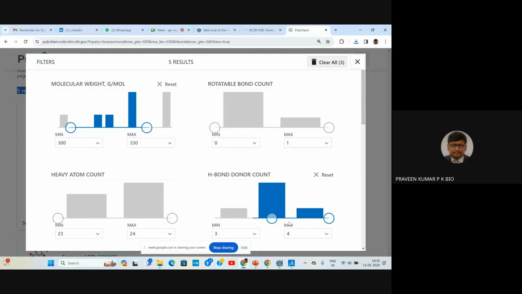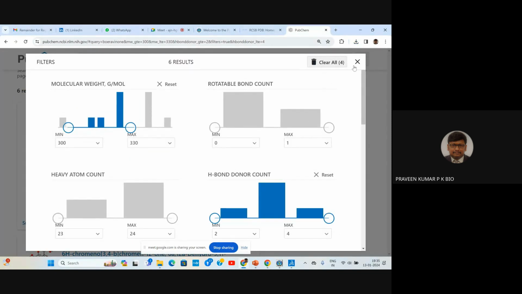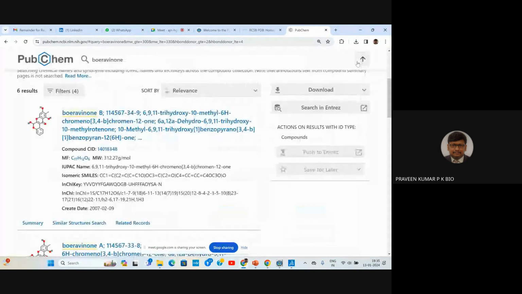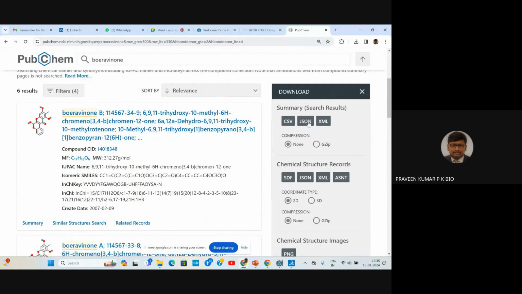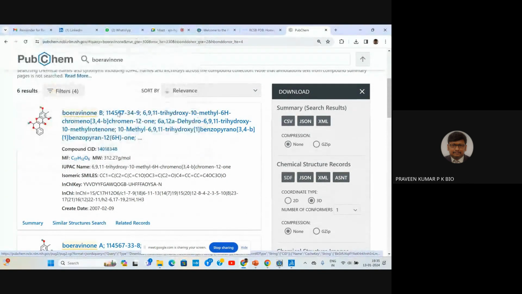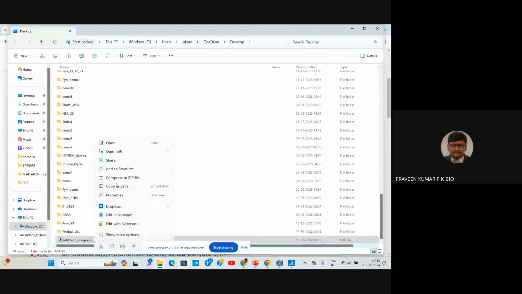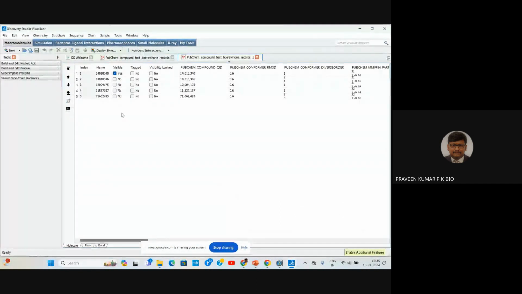I better do one thing. I can remove this filter. Now try to download the 6 results. Download now in 3D format, SDF. So now as _1. Yes, now I'm going to open it. Open with Discovery Studio 2023. 5. There is some mistake, I don't know. Some one plant compound is obviously missing.